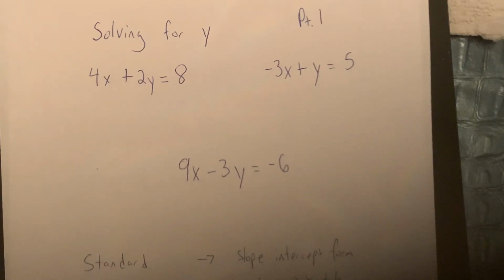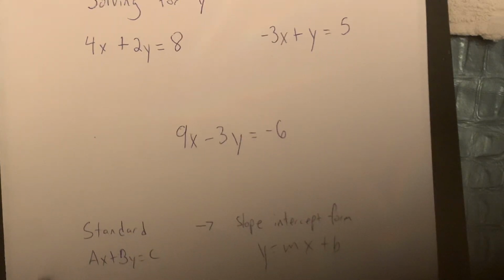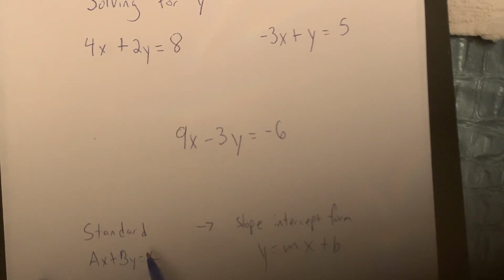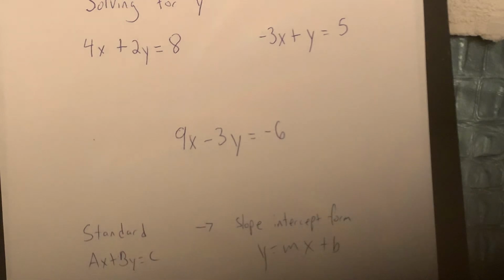Today's notes is over solving for y. So these equations are in what we call standard form, Ax plus By equals C. We're going to solve for y and convert them into slope-intercept form, y equals mx plus b.